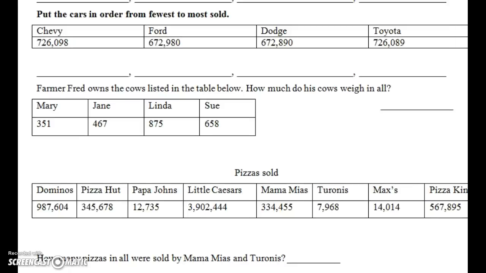Cars in order from fewest to most sold. Fewest to most, which would be big, most. So we're starting with little and going to big. Again, they all have 6 digits. In the 100,000s, we got 7, 6, 6, and 7. So I'm going to start with the Toyota and the Chevy because they're the 2 biggest. Go to 10,000s, we got a 2 and a 2, 6 and 6, 0 and 0, 8 and 9. 9 in the tens place is the largest, so Chevy's going to be over here, which means Toyota's going to be the next biggest. We're through with those 2.